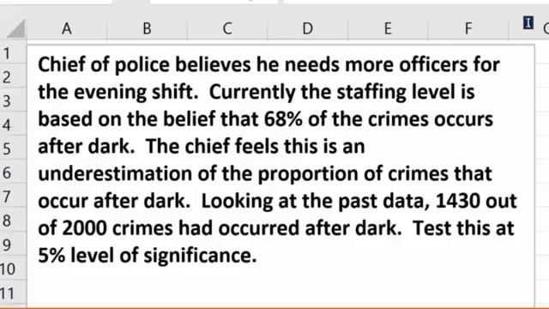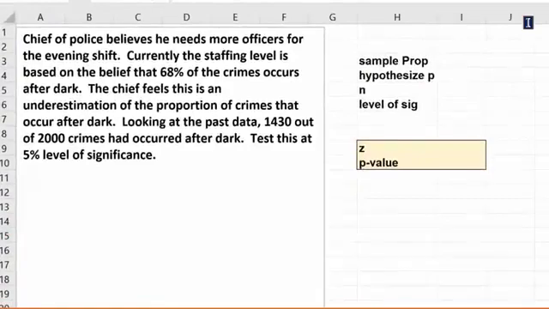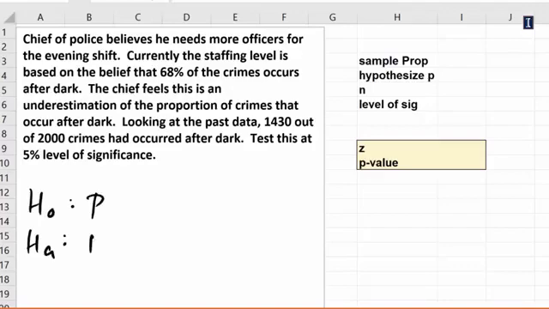We want to test this at a 5% level of significance. So again, this is a test about proportion. The first thing we need to do is write out our hypotheses. To write our null hypothesis and the alternate hypothesis, we're going to look at the statements that are being made. First of all, we think that 68% of crime occurs after dark, but the chief thinks that this is an underestimation. So the chief believes that this is larger than 68%.